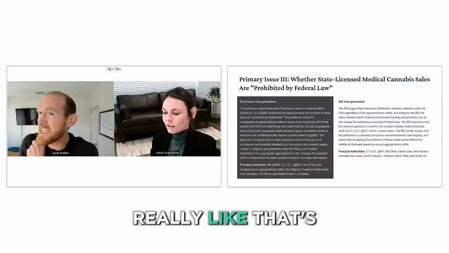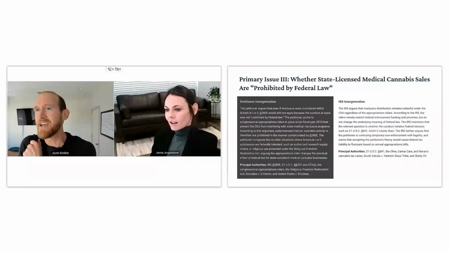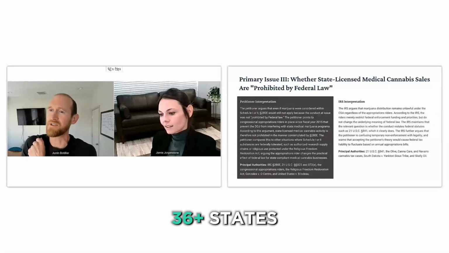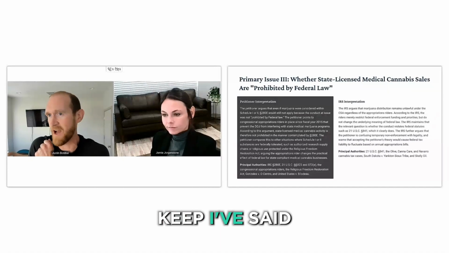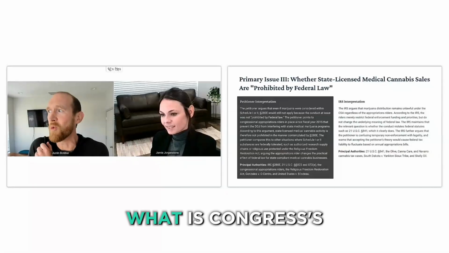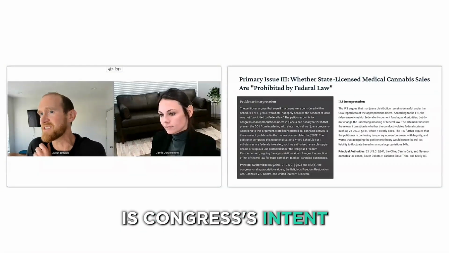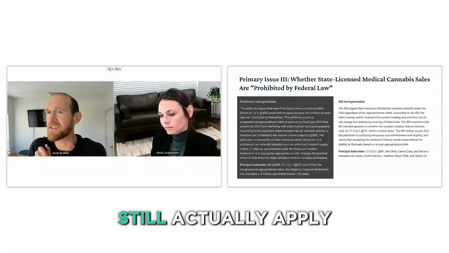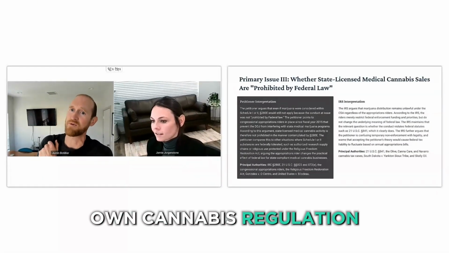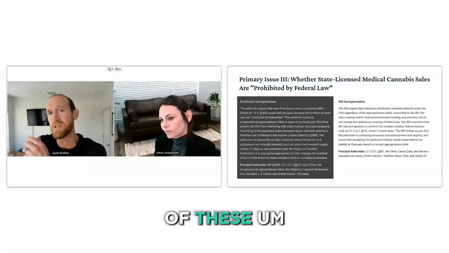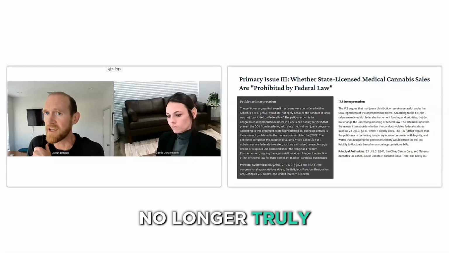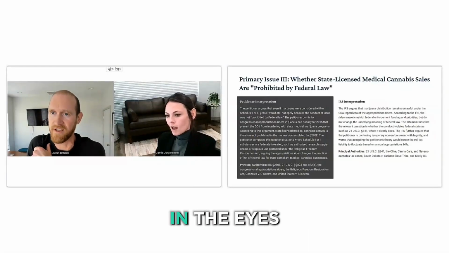But does it really? That's the question I have: what is Congress's real intent now with the 36 plus states? I think it's even more than that. I've said that for like 5 years, 36 states with recreational or medical programs. What is Congress's intent? Is it for the Controlled Substances Act to still actually apply to these states that have their own cannabis regulation? Or is it clear with some of these changes that cannabis is no longer truly a Schedule I substance in the eyes of Congress?